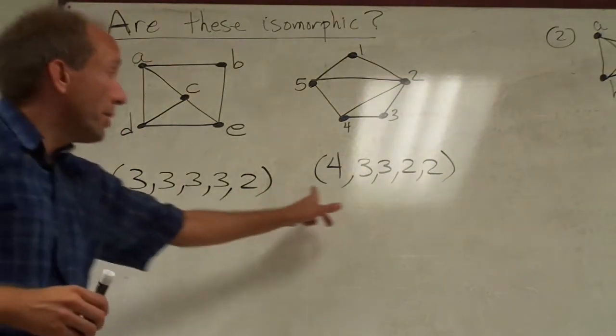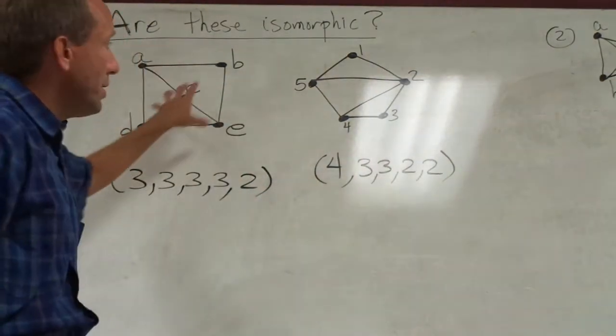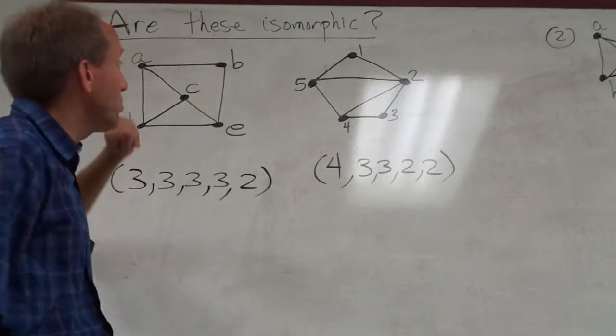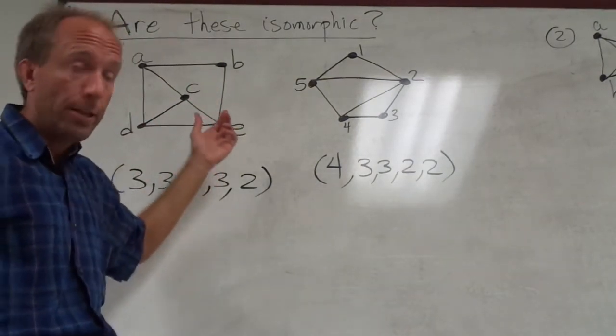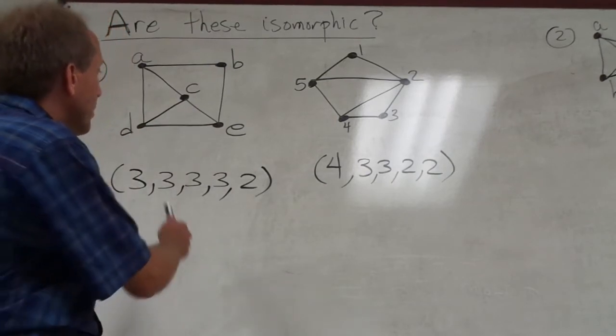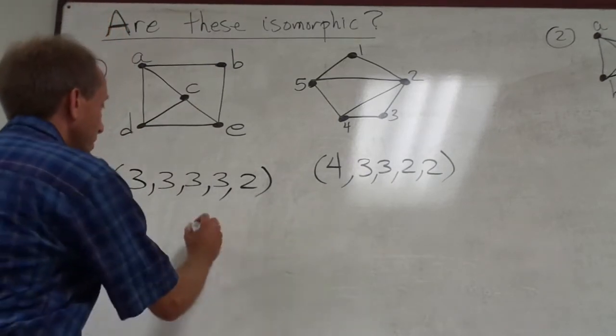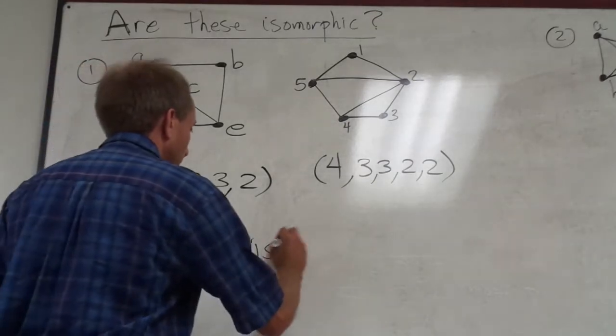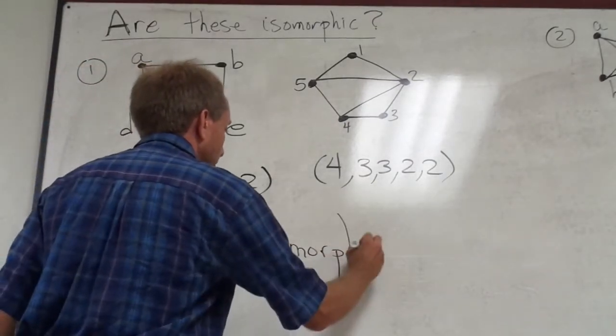The sum of the degrees of the vertices is actually the same for both graphs, which means they would have the same number of edges if I actually bothered to count them. But the degree sequences don't match, so therefore these are not isomorphic. These are not isomorphic graphs.